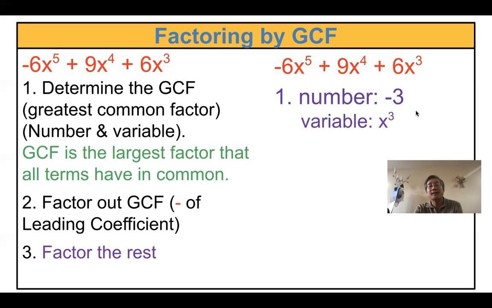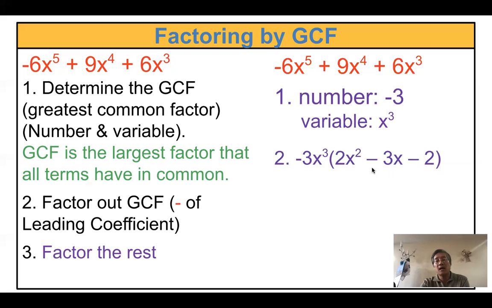So you are going to factor it out like this. And then in the parentheses, you get this, how? Negative 3x cubed. So you think about this. When you distribute, right? You should have the original expression. So negative 3x cubed times what is negative 6x to the fifth power? So think about the number first. Negative 3 times 2 is negative 6, right?